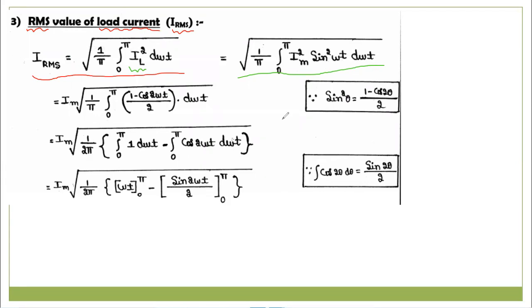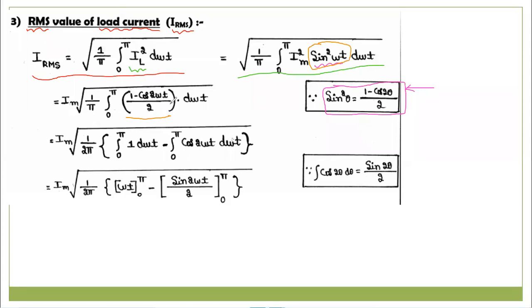Now I would like to replace this sin square omega t. We know that sin square theta is equal to 1 minus cos 2 theta divided by 2. This formula will be used. So here I will replace this sin square omega t in this pattern, and we'll get the expression 1 minus cos 2 omega t divided by 2, multiplied with d omega t.